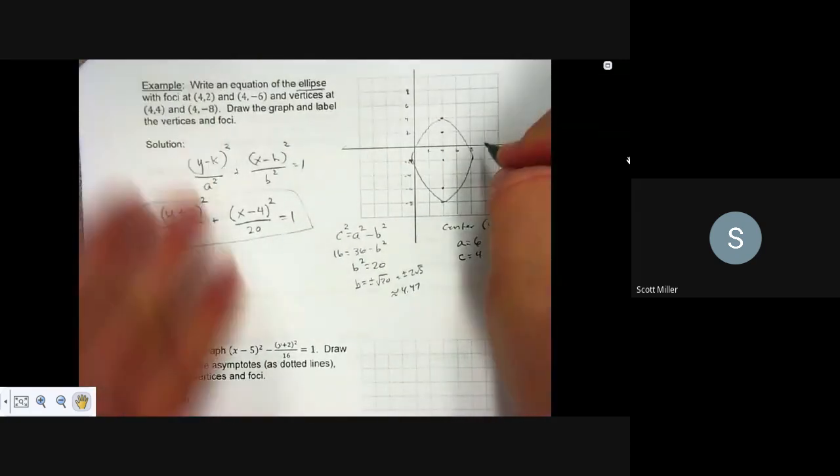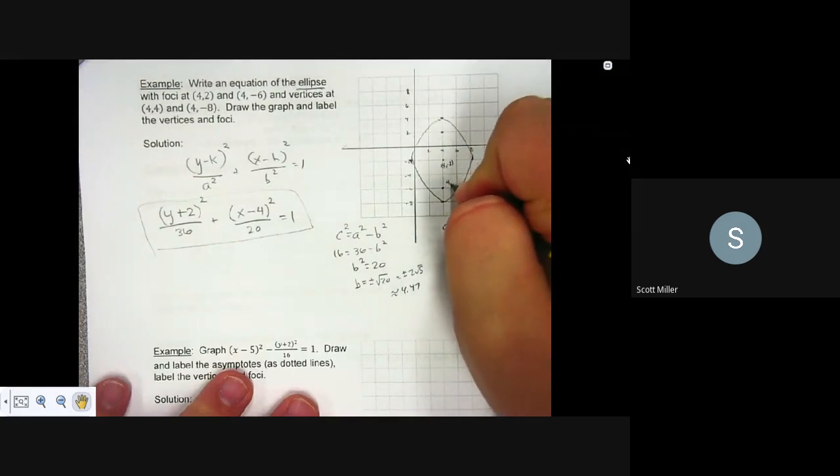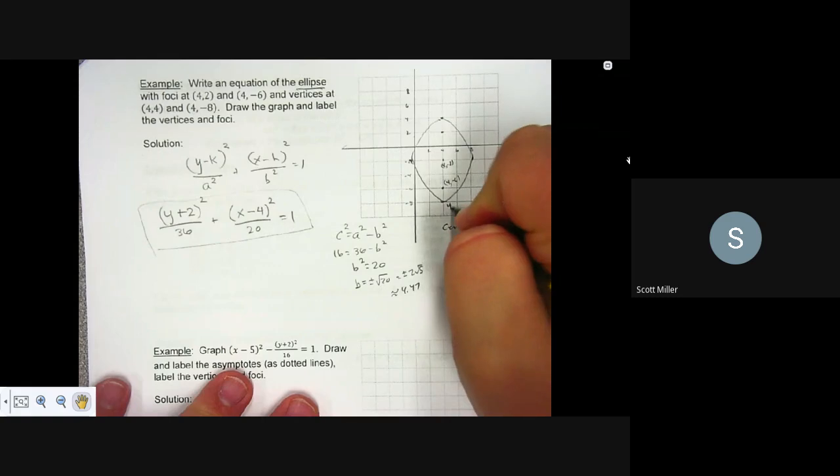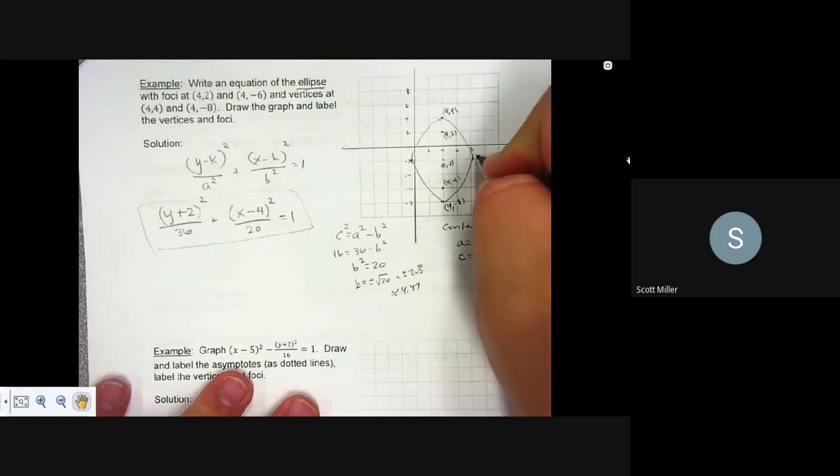So as best you can, label things. We know our center is at 4, -2. This is at 4, -6, 4, -8, 4, 2, 4, 4.